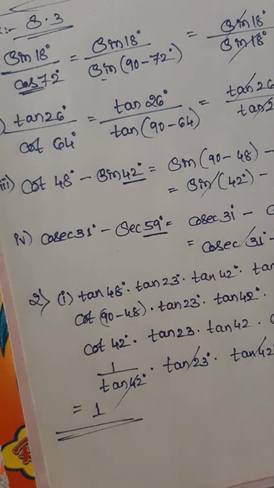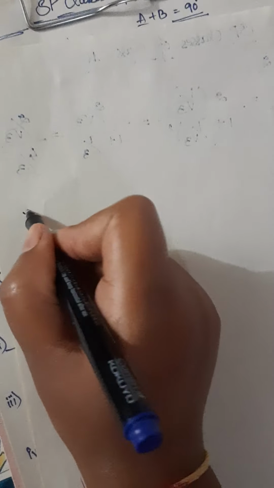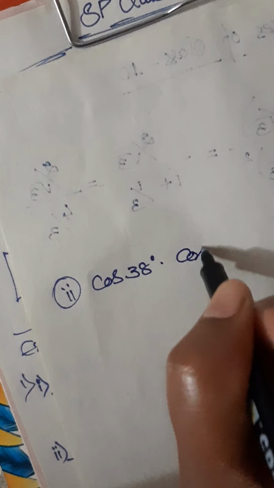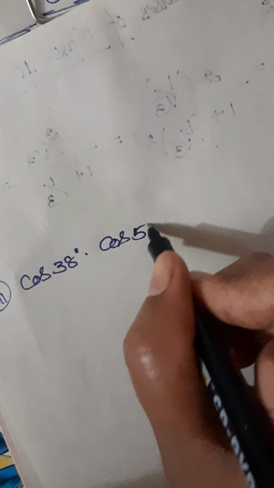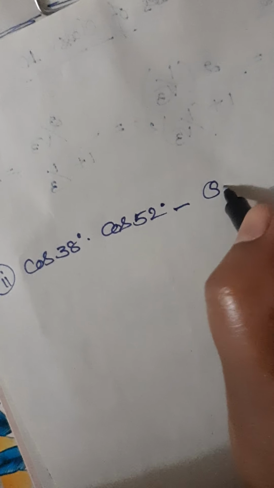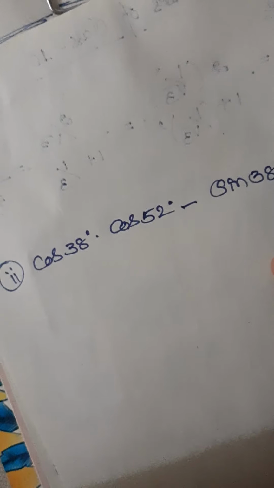Did you all understand this one? Now let's see the second part of our second main question, that is cos 38 degree into cos 52 degree minus sine 38 degree into sine 52 degree is equal to 0. So again we have to prove that this is equal to 0.